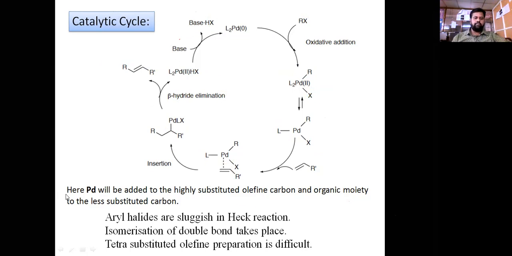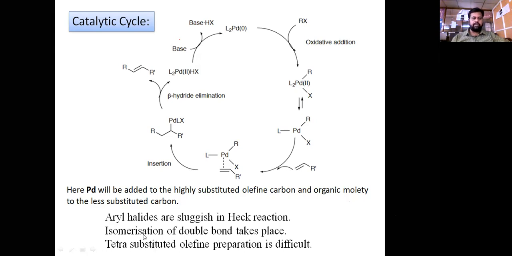Okay, and here palladium will be added to the highly substituted olefinic carbon, and the organic moiety to the less substituted carbon. So aryl halides are sluggish in Heck reaction. Isomerization of double bond takes place. Okay, tetra substituted olefin preparation is a difficult position because it is a trans substituted one. So whatever the position of double bond is available in the product, you will get a trans substituted. So if it is a trans substituted, there is only one substitution possible.